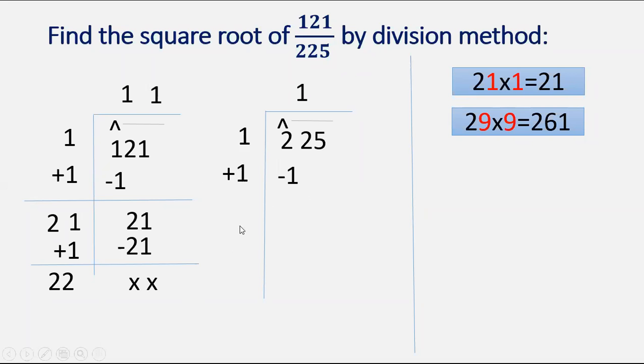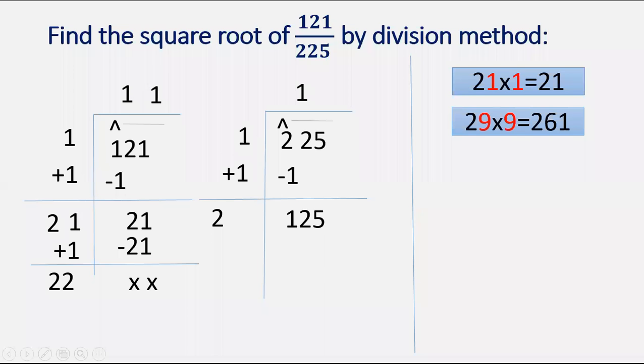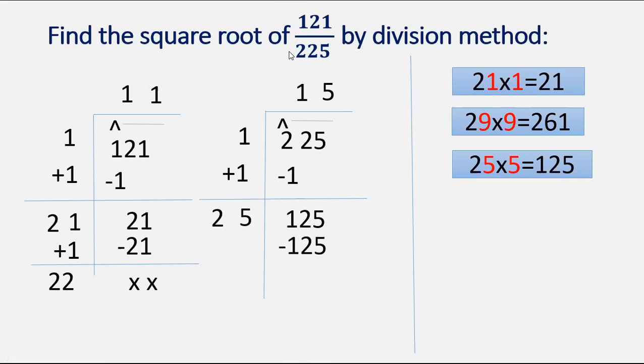Now, I want here a number which multiplied by 25 gives 125. 5s are 125. So here we need 5. The number which we need here is 5. So we get 25 into 5 is 125. Okay. 25 into 5 is 125. Clear?